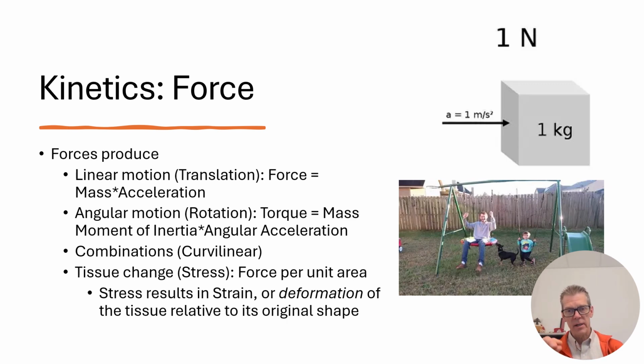Of course, a linear motion and an angular motion can happen together at the same time. So you might see this curvilinear motion. There's both translation and angular rotation taking place. And then another really important thing that we think about as clinicians is tissue change. Any force that's applied to the body, and we're almost always experiencing a force, results in changes to the system. And we're going to get into the specific details of that on the next slide.